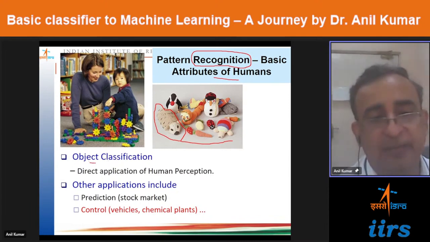Here object classification means they can classify different objects which are lying in this photograph as per the human perception, right? So that means they have some prior knowledge, and using that they can classify the objects into different groups. Further, you can see vast applications of classification. It can be in prediction, such as stock market prediction, or in the weather case, the rainfall predictions, then control of vehicles, chemical plants, and so forth.